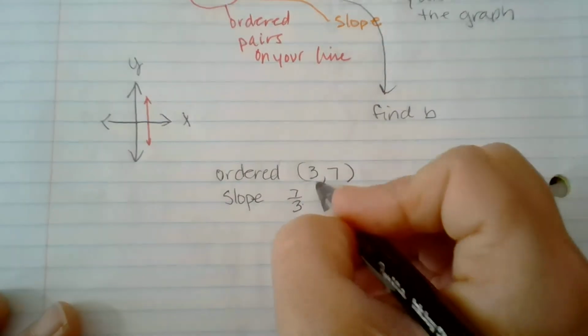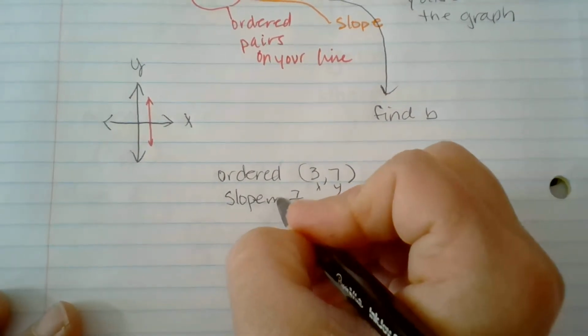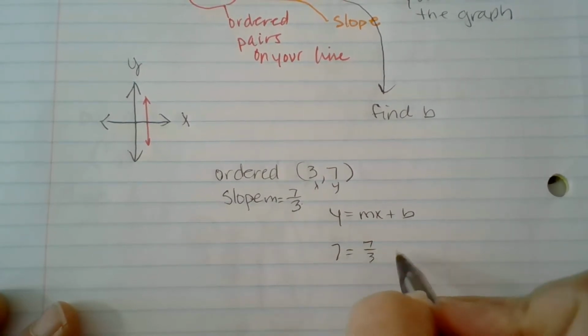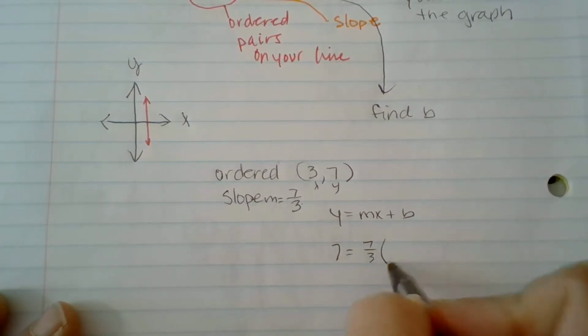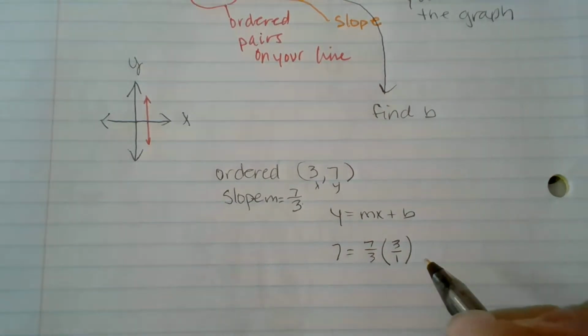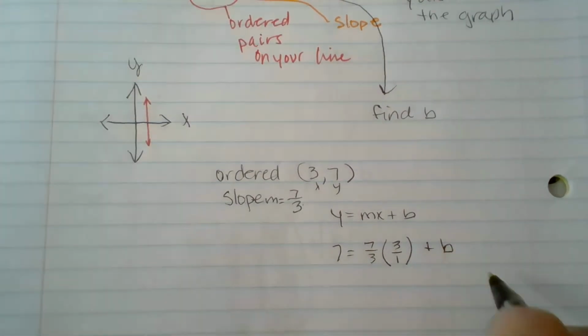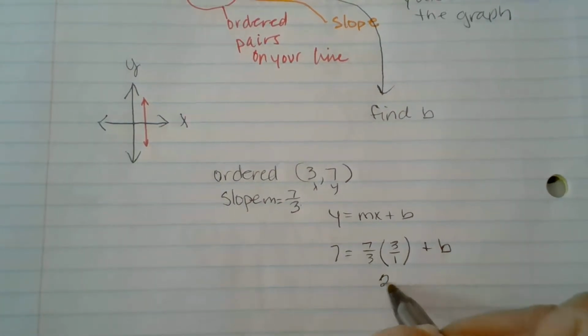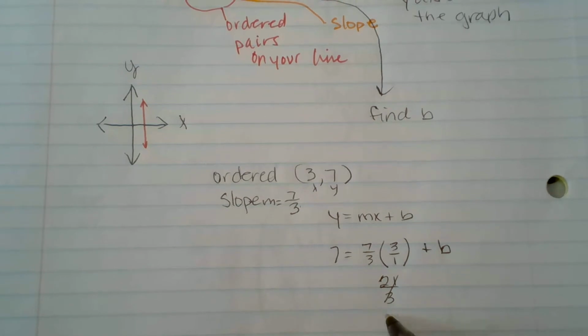So we have an x and we have a y, and this is our m. So 7 is equal to 7/3, there's the slope, times x, which is the 3. I'm going to go ahead and put it as 3/1 because it's implied, plus b. So the only variable left is the b, which is why I'm solving for it. So now I go ahead and multiply this as 21/3, which simplifies to 7, plus b is equal to 7.